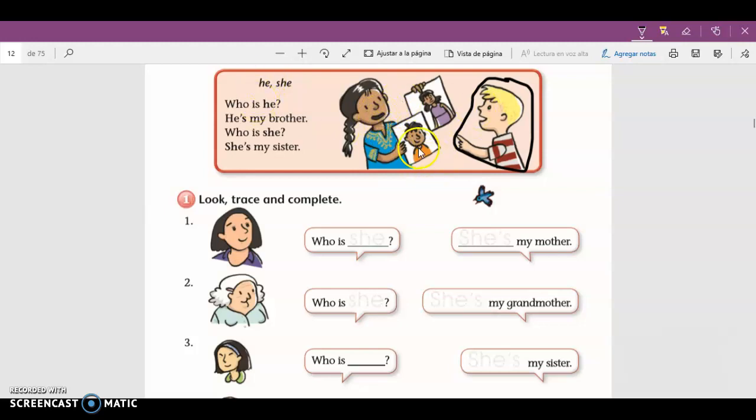Look, the girl is showing some pictures. And the boy says, who is he? Pregunta el chico, who is he? He is my brother, says the girl. Who is she? says the boy. She is my sister, replied the girl.